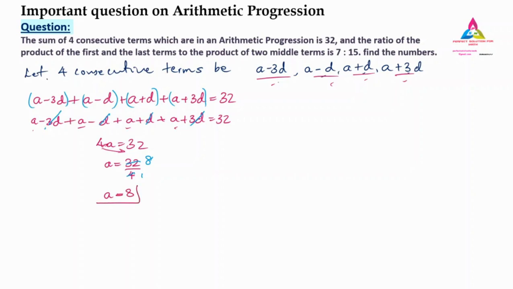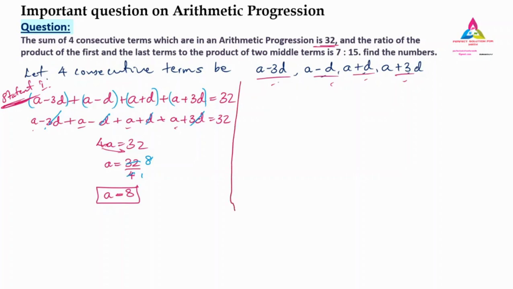So how easily we found A value, you just have to see here. If you do not neglect A plus 2d and A minus 2d, and if you had written those, you are not going to get this A answer quickly. Next we will move on to statement 2. We have statement 1, which is nothing but the sum of 4 consecutive terms which are in AP is 32. That we have done. Now we will move on to statement 2.